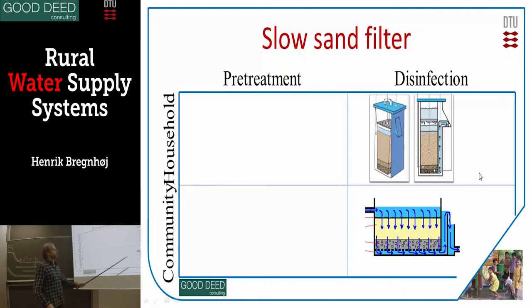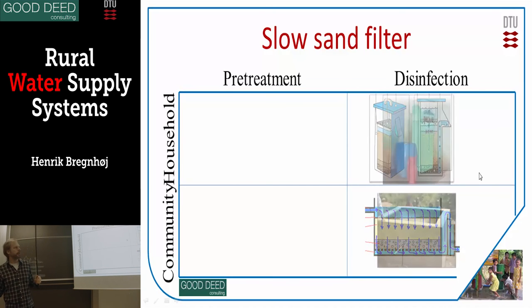On the top of the sand is a layer of biofilm, which is very effective in killing. It's actually other bacteria that are killing the pathogenic bacteria here. So most of the treatment is happening in the top. Same here for community size. It's pretty expensive and somewhat advanced to manage. Again, you have sand, you have some stones down in the bottom here. But these small filters are promoted in quite many places.